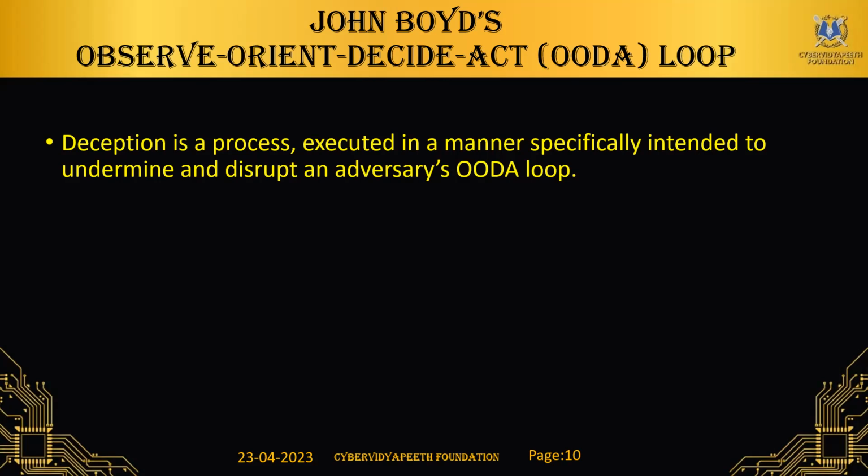So deception is a process executed in a manner especially intended to undermine or disrupt the adversary's OODA loop. Because if one of these loops is disrupted, then the adversary becomes confused, and still, if the story is plausible, then the adversary will continue to provide you the information you are looking for.